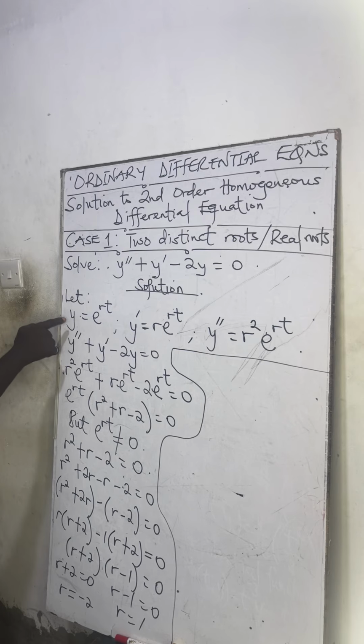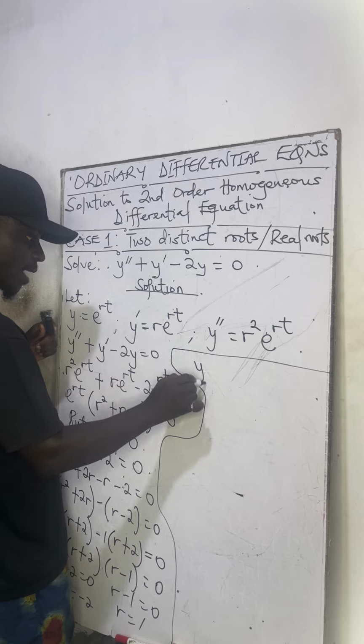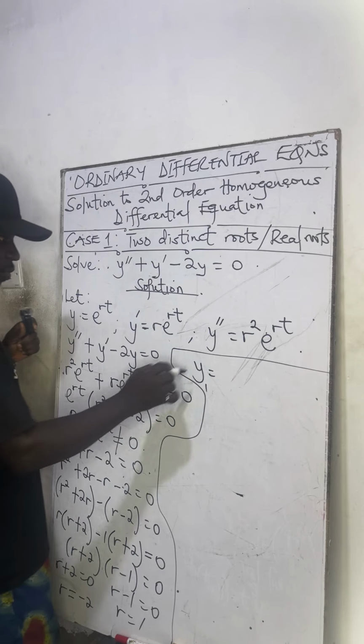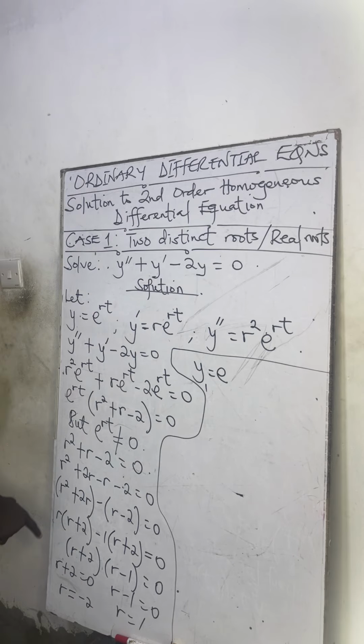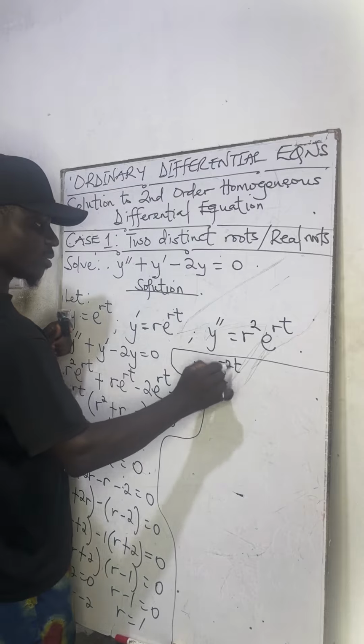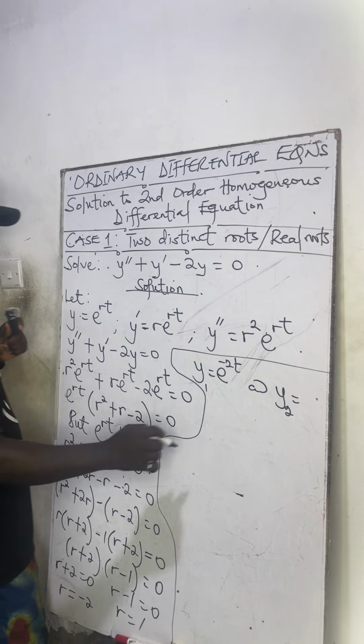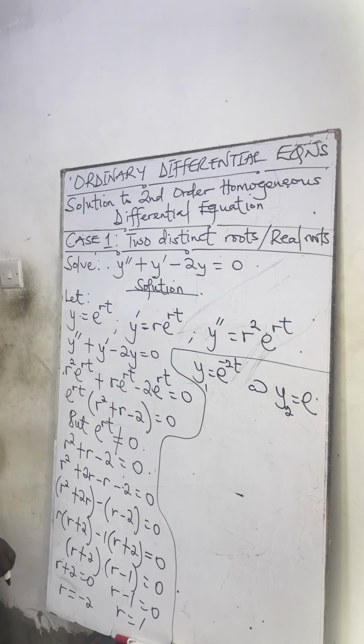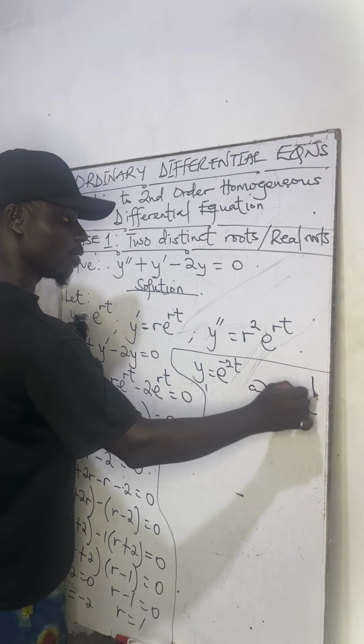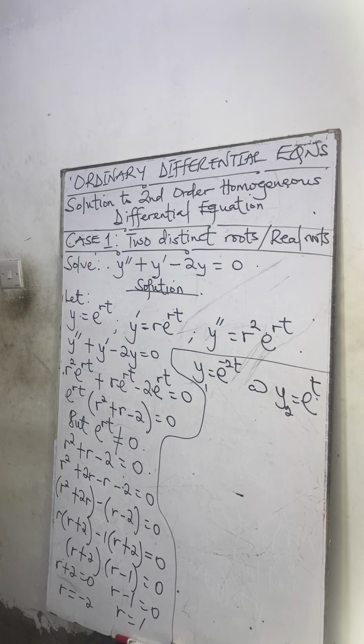Don't forget you said let y is equal to e exponent rt. So I have y1, which is equal to e exponent, our r is what? Negative 2. So e exponent negative 2t. Then our y2 is equal to e exponent t. So this is what we have for y1 and y2. All right.